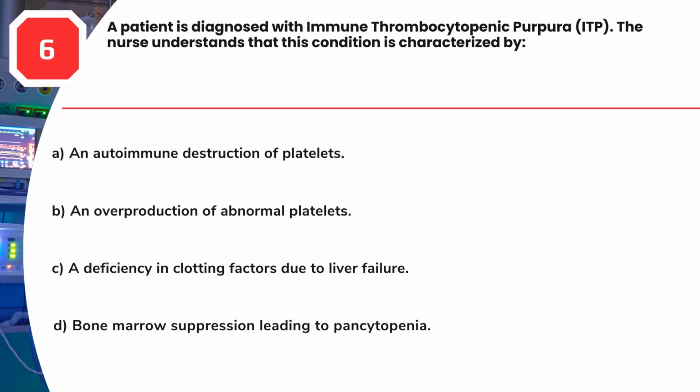Question 6. A patient is diagnosed with immune thrombocytopenic purpura, ITP. The nurse understands that this condition is characterized by A. An autoimmune destruction of platelets. B. An overproduction of abnormal platelets. C. A deficiency in clotting factors due to liver failure. D. Bone marrow suppression leading to pancytopenia.